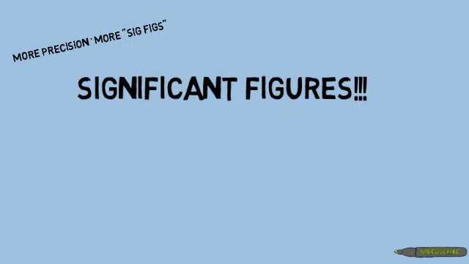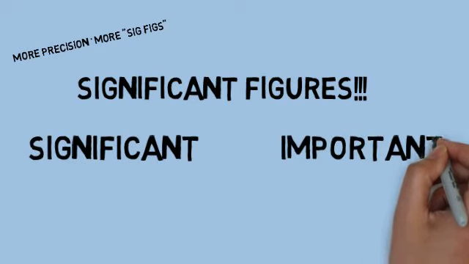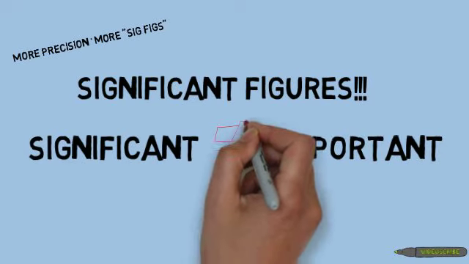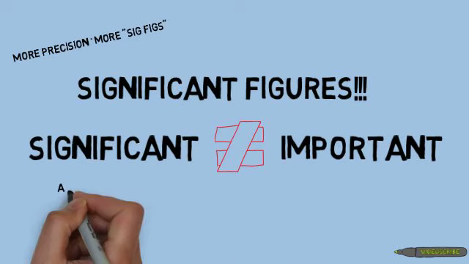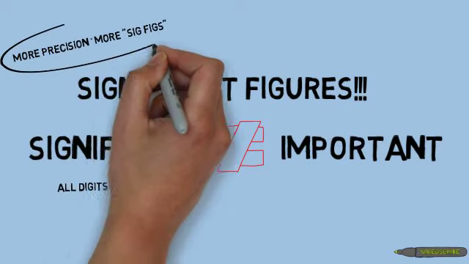But what does the phrase significant figures mean? The word significant does not mean important. Important is if a number is necessary. Therefore, all digits are important. Significant, on the other hand, shows precision. If a digit is significant, it means that that digit shows precision in the measurement. So once again, the more significant figures, the more precise the measurement that was made.